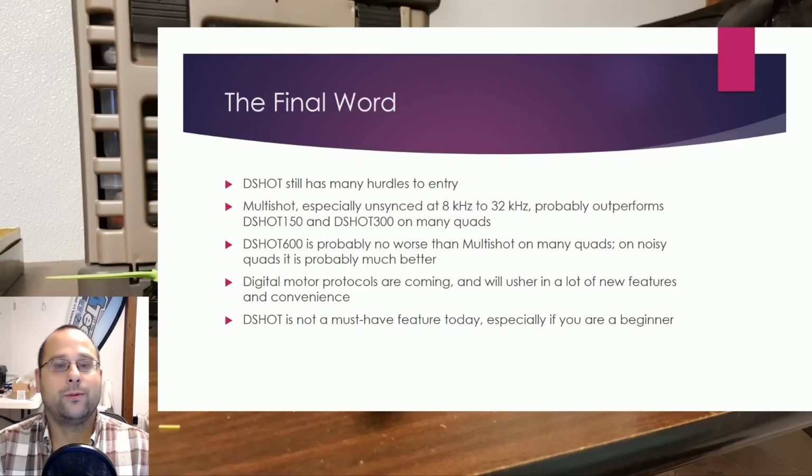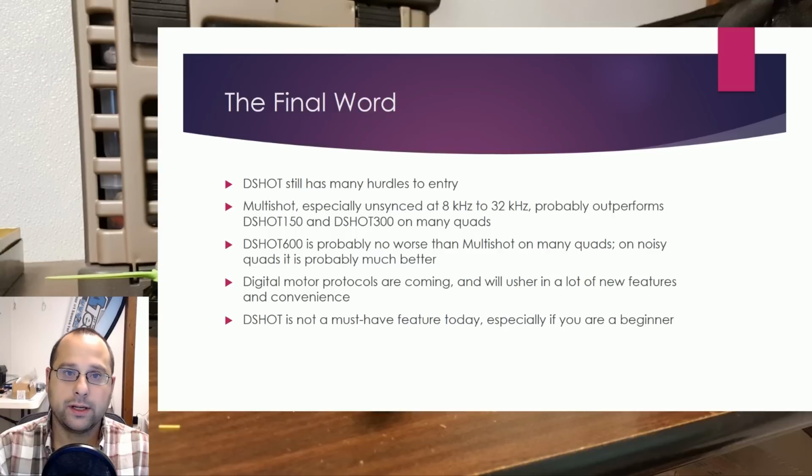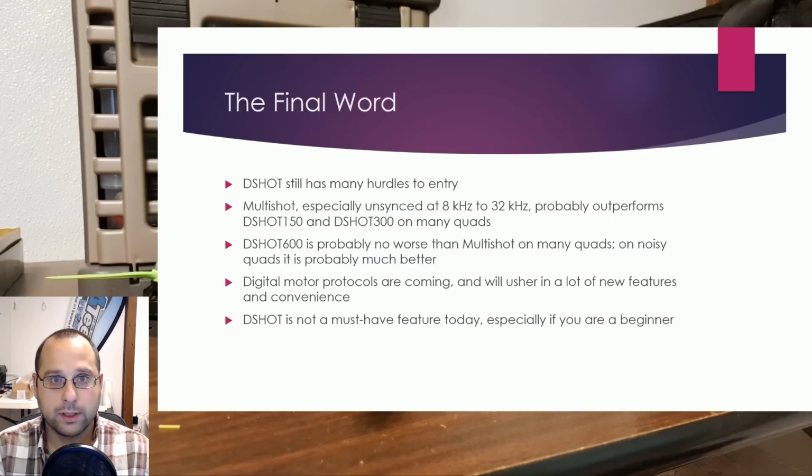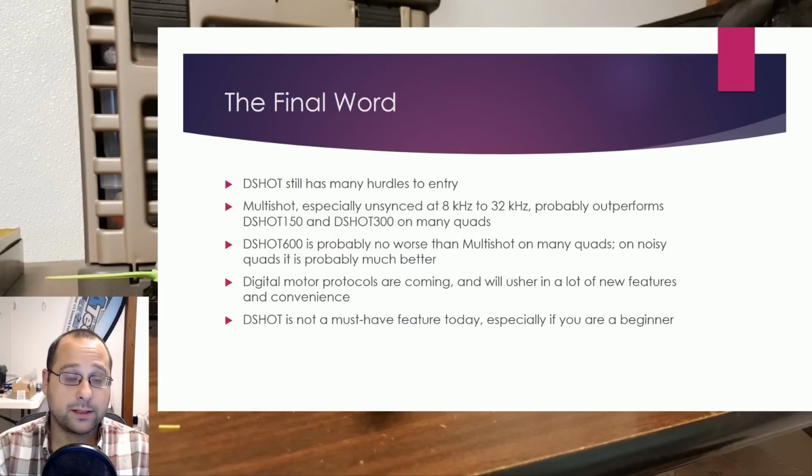So what's the final word? Dshot still has many hurdles to entry. If you want to do Dshot right now, and you're not lucky enough to already have gear that supports it easily, then you've got to do a bunch of screwing around to get it to work. At the very least, if you're on Betaflight, you have to flash Betaflight 3.1, which is not even out of alpha yet. There's not even a release candidate. So, the hurdles to entry.